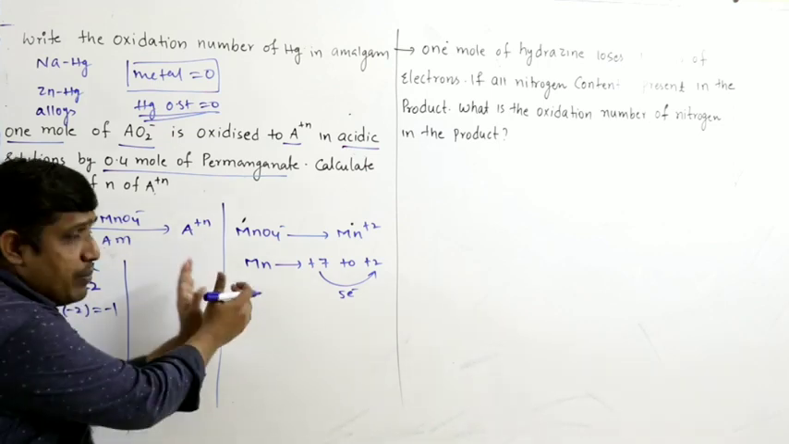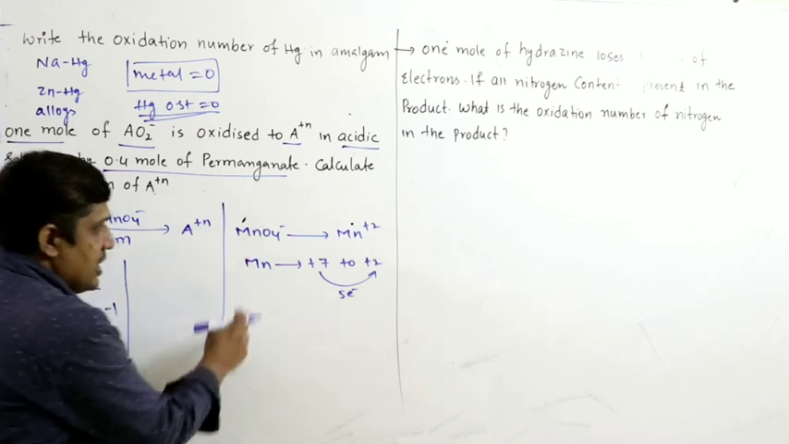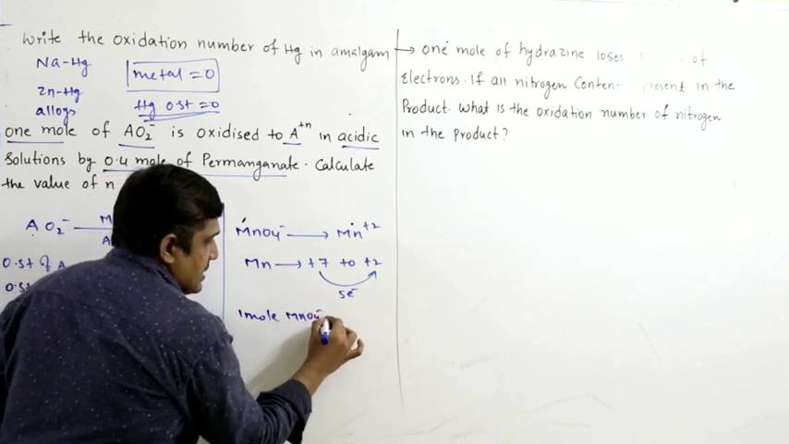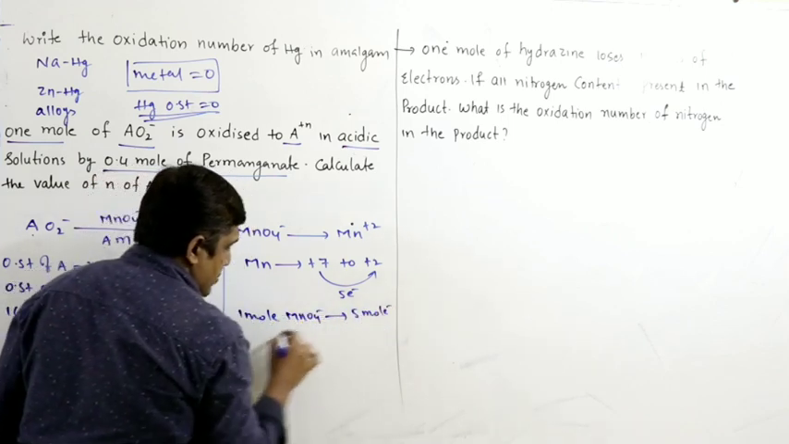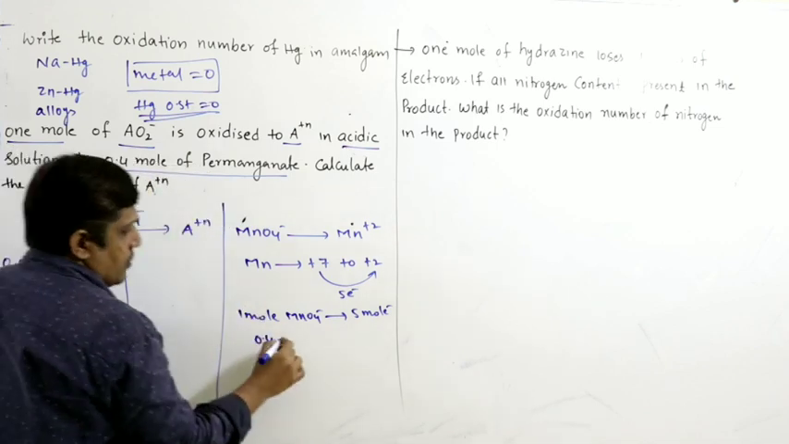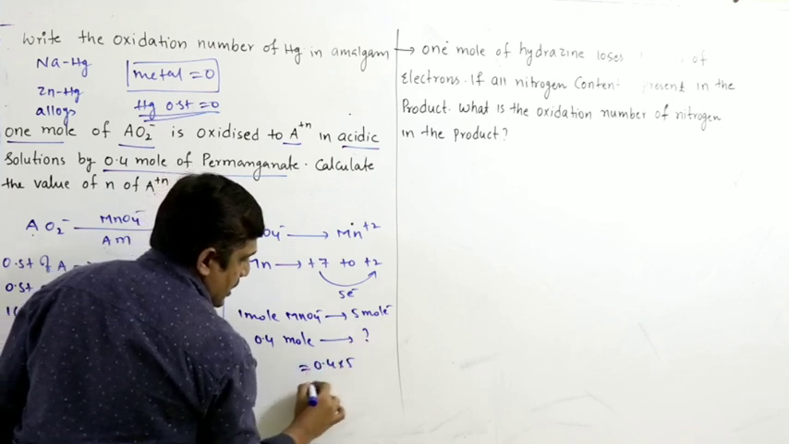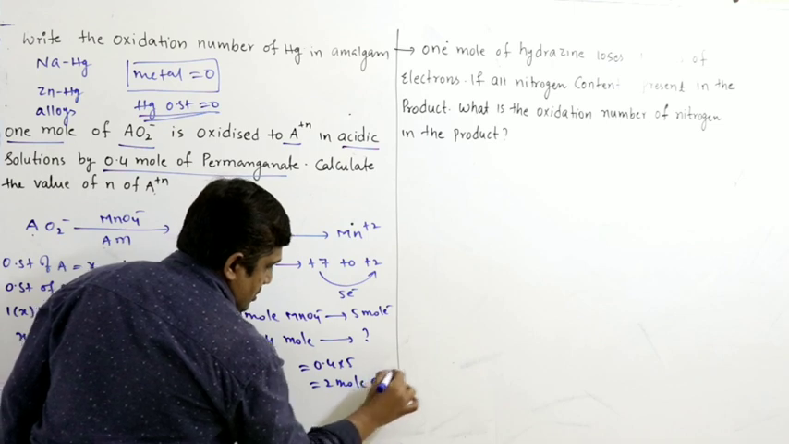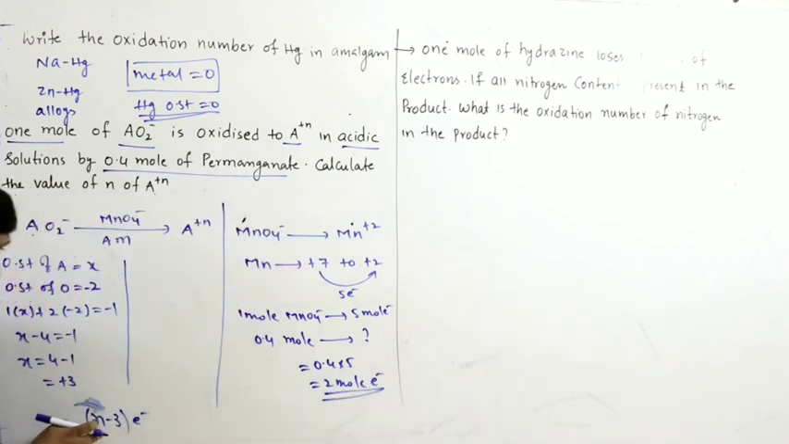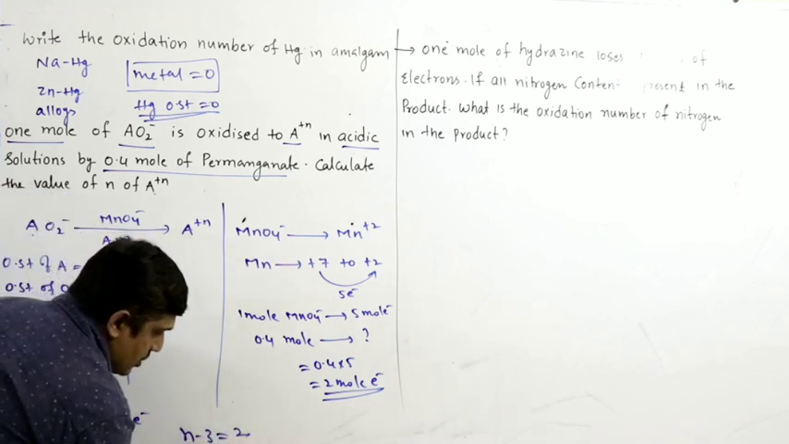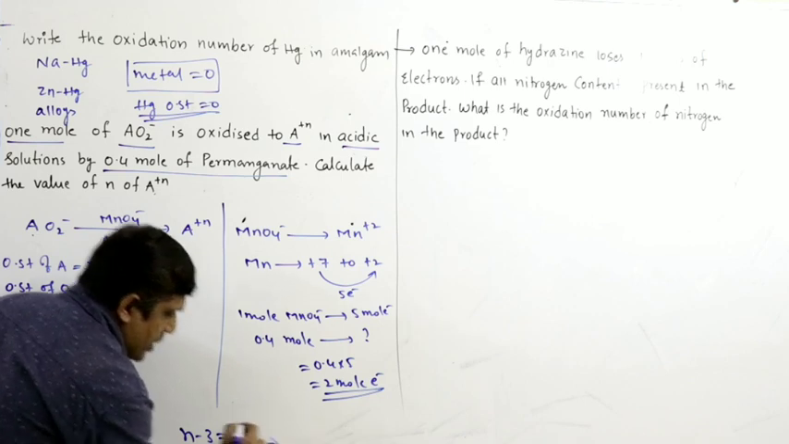This much electron is gained by 0.4 moles of permanganate. Here 1 mole of MnO4 minus gains 5 moles of electrons. But here actually how much is reacting? 0.4 moles. So that is 0.4 into 5, 2 moles of electrons. This 2 moles of electrons is provided by n minus 3 moles of electrons, lost by 1 mole of AO2 minus. So n minus 3 equal to 2, n equal to 3 plus 2 equal to 5.